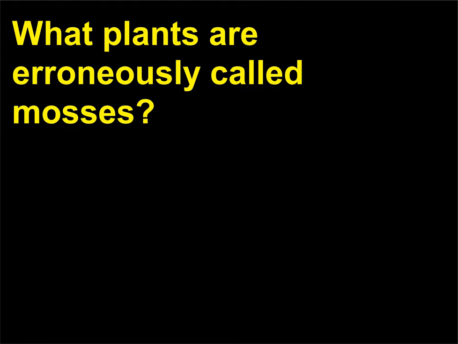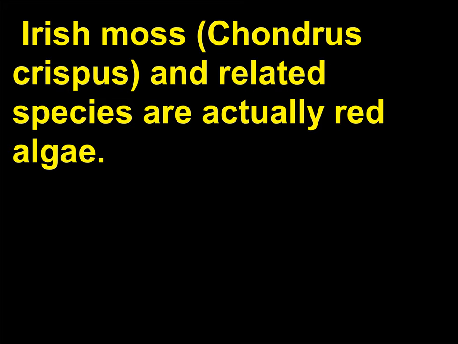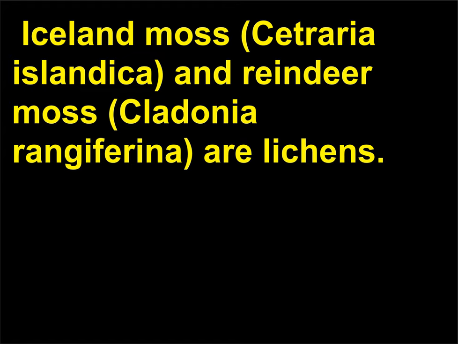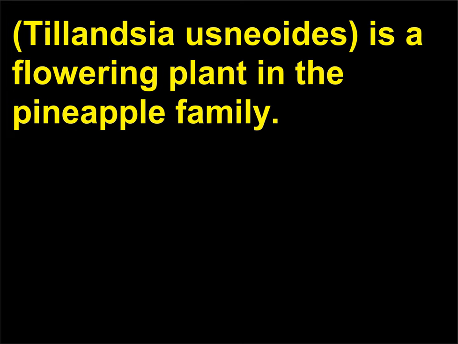What plants are erroneously called mosses? Not all plants called mosses are bryophytes. Irish moss, Chondrus crispus, and related species are actually red algae. Iceland moss, Cetraria islandica, and reindeer moss, Cladonia rangiferina, are lichens. Club mosses, genus Lycopodium, are seedless, vascular plants, and Spanish moss, Tillandsia usneoides, is a flowering plant in the pineapple family.